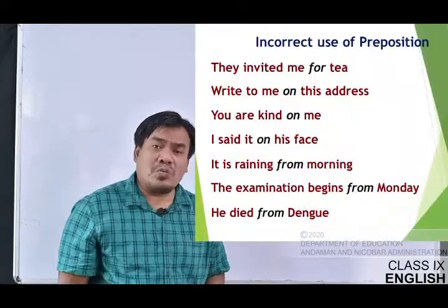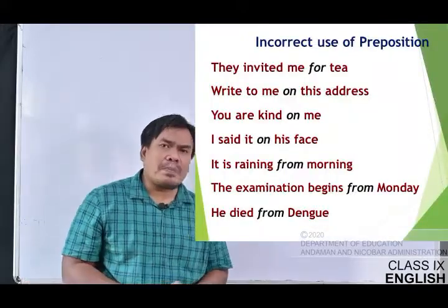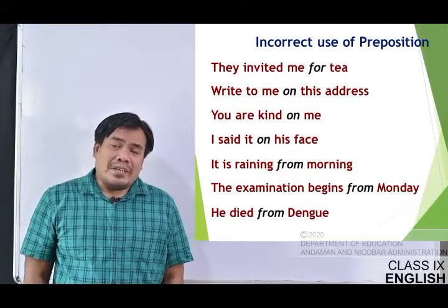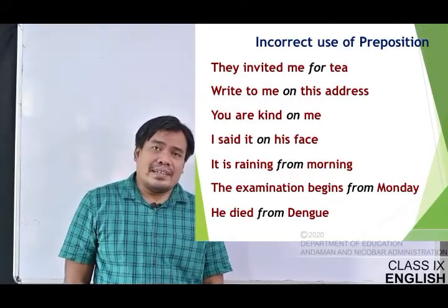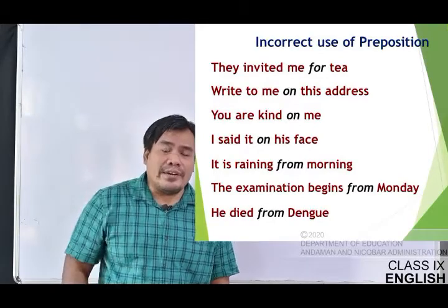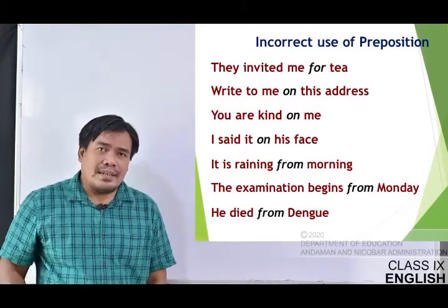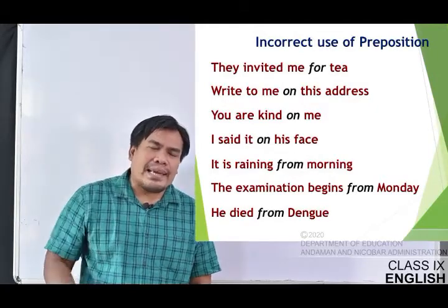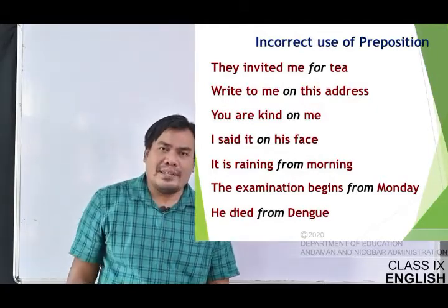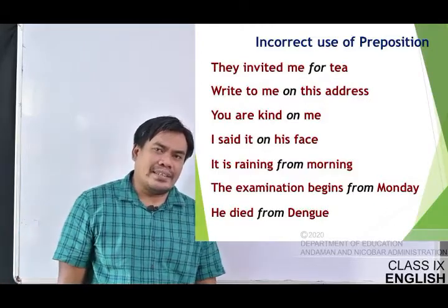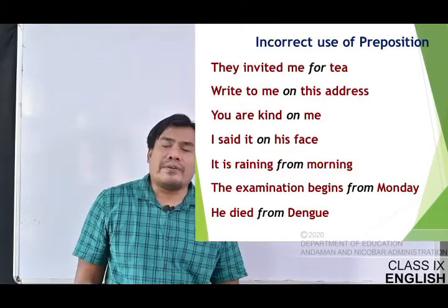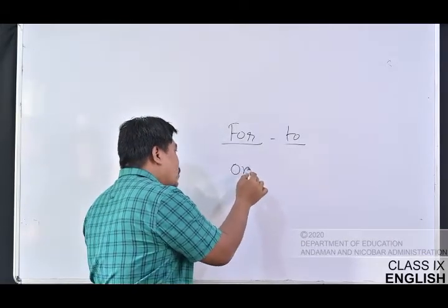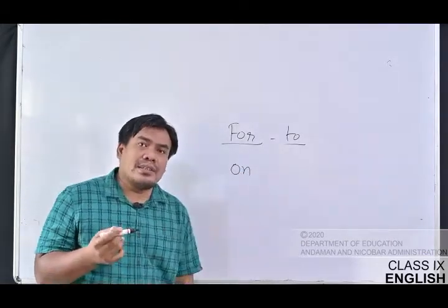Okay, the next sentence, as you can see: Write to me on this address. Now tell me what is wrong with that. The bold letters, on, in black, it's actually wrong, right? So how do you say that? What would be the correct one? Okay, let me tell you. Write to me on this address.